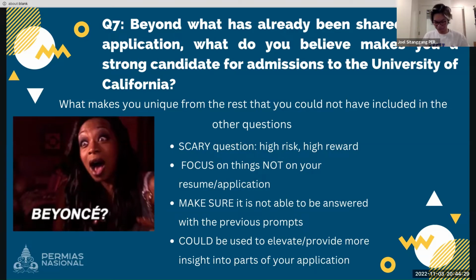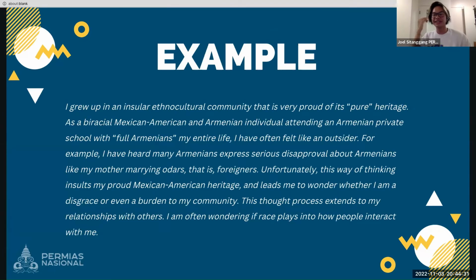All right. Oops, my AirPods fell. So an example for this is really hard to find because again, not the most popular question, but I grew up in an insular ethnocultural community that is proud of its pure heritage. As a biracial Mexican-American and Armenian individual attending an Armenian private school with full Armenians my entire life, I have often felt like an outsider. For example, I've heard many Armenians express serious disapproval about Armenians like my mother marrying Odars, that is, foreigners. Unfortunately, this way of thinking insults my proud Mexican American heritage. That leads me to wonder whether I am a disgrace or even a burden to my community.